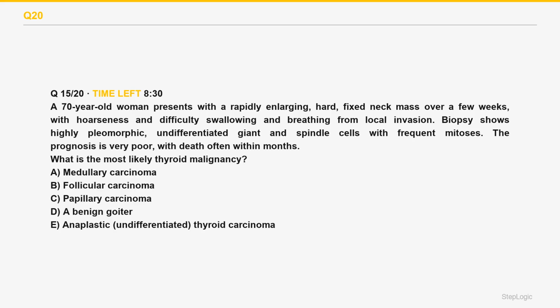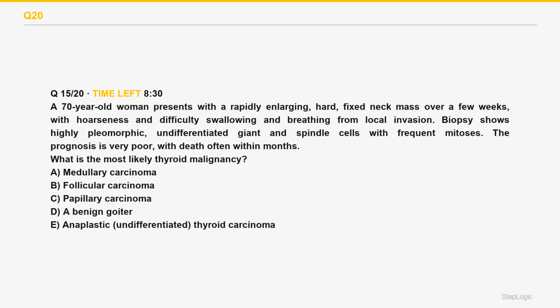What is the most likely thyroid malignancy? A 70-year-old woman presents with a rapidly enlarging, hard, fixed neck mass over a few weeks, with hoarseness and difficulty swallowing and breathing from local invasion. Biopsy shows highly pleomorphic, undifferentiated giant and spindle cells with frequent mitosis. The prognosis is very poor, with death often within months.